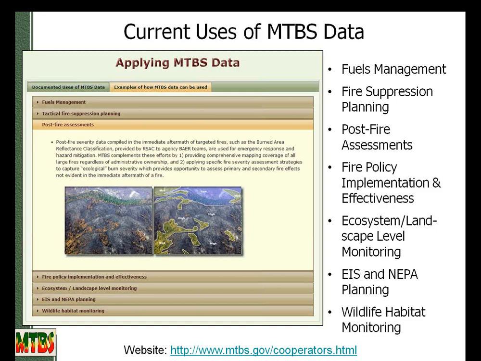And then a lot of people are using the data for ecosystem and landscape level monitoring. What's great about the data is it's 30-meter resolution, so you can look at a larger piece of area, and it's very effective. If you're looking at a whole system, that's where it shines. Yeah, so it's really good for that. And then again, EIS and NEPA planning, we use that here for the Mexican spotted owl. That was part of our EIS with our fire management plan, but I know people are using it at the national level that way. And again, wildlife and habitat monitoring.